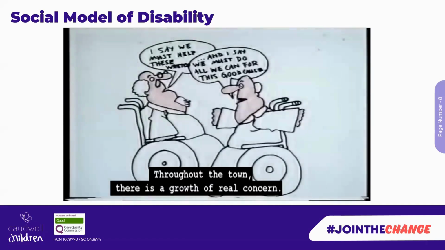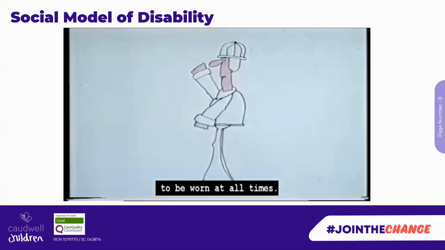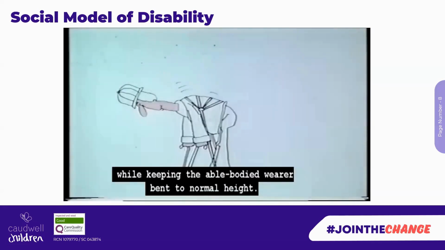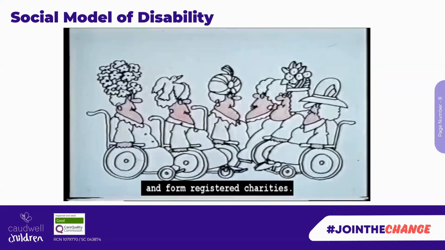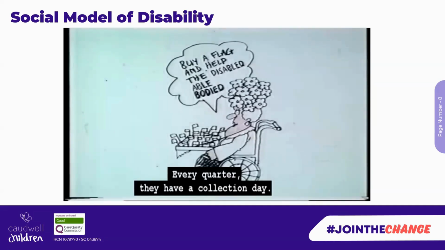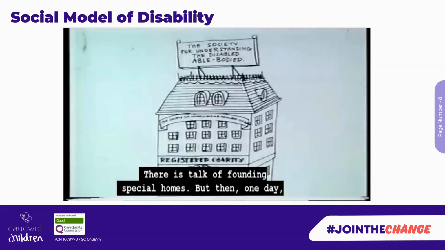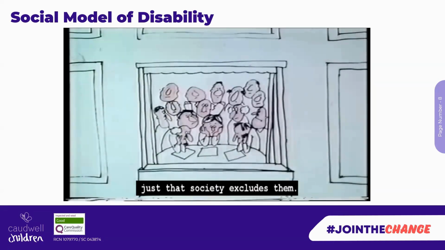Throughout the town there is a growth of real concern. Specially toughened helmets are handed out, free to the able-bodied, to be worn at all times. Braces are designed which give support and relief, while keeping the able-bodied wearer bent to normal height. Various groups of compassionate wheelchair users get together and form registered charities. Every quarter they have a collection day. Upturned helmets are left in pubs and shops for people to drop their small change into. There is talk of founding special homes. But then one day, it dawns on the able-bodied that there is nothing actually wrong with them, just that society excludes them.